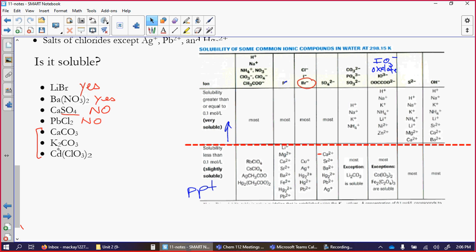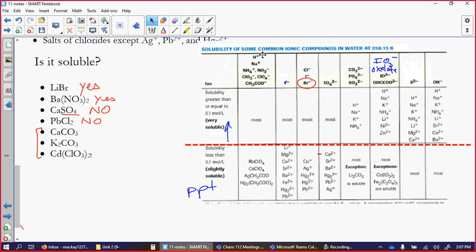So are these three things soluble? On the back of our periodic table we have the solubility of some common ionic compounds in water. Other than those three positive ions, you have to base it on the anion in the ionic compound.